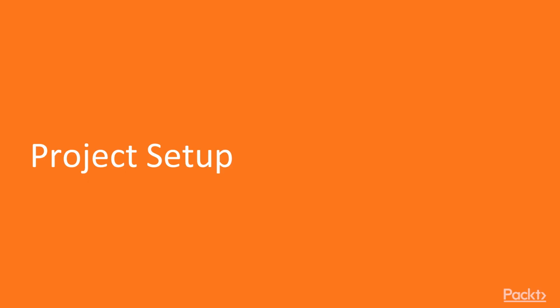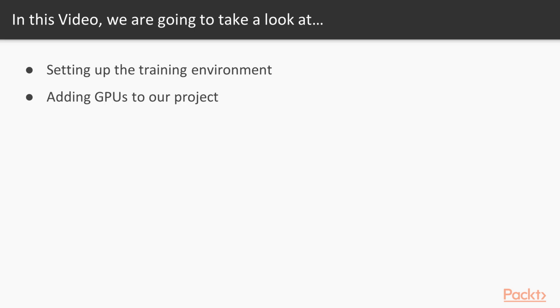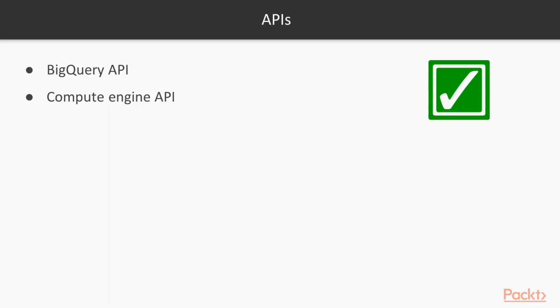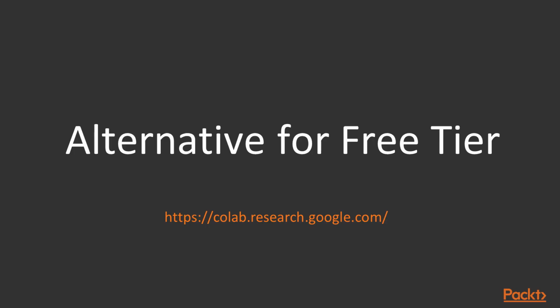Let's start with the project setup. So in this video, we are setting up our training environment. And since we are going to do distributed training, we will need GPU hardware support for this. In this video, I'll quickly walk you through the setup. And by the way, just as in the last section, we are also going to need APIs for BigQuery and Compute Engine. If you don't already have them enabled, then this is explained in the first video of the previous section.